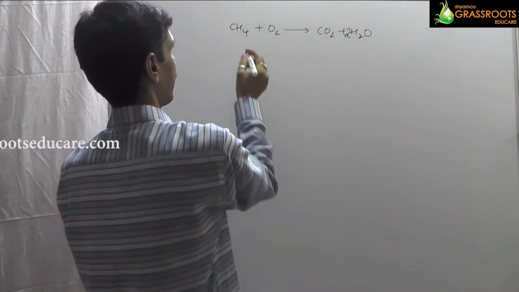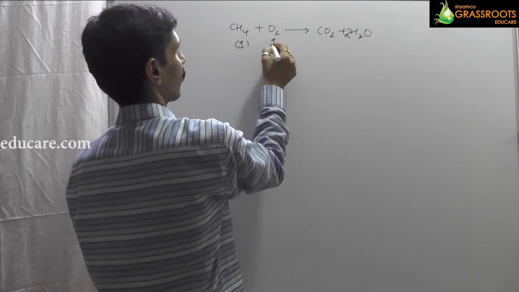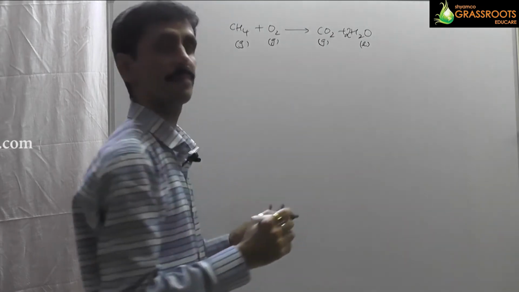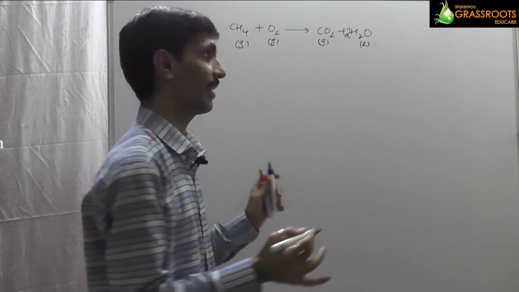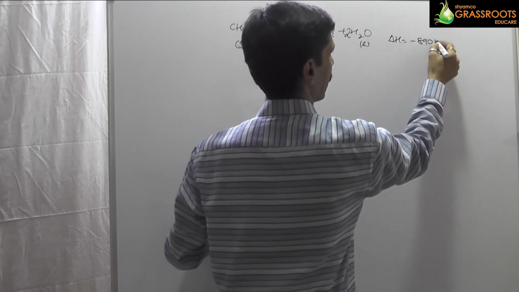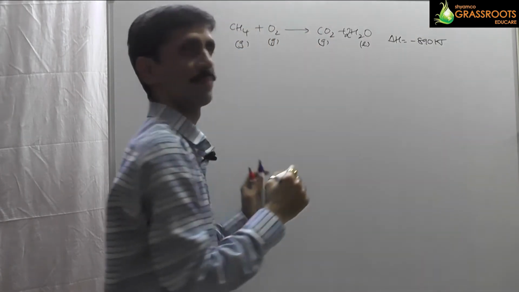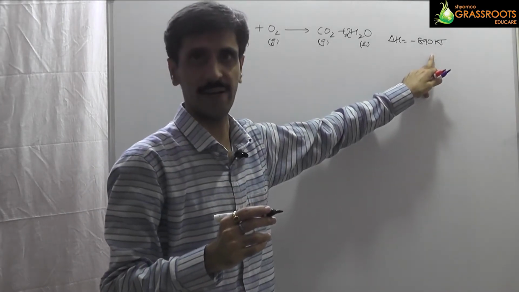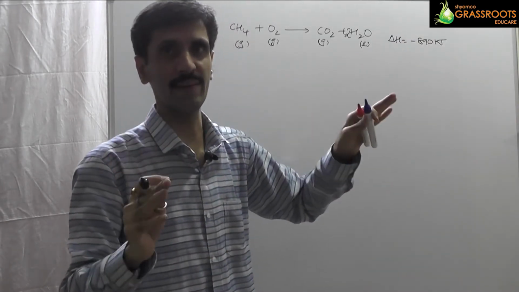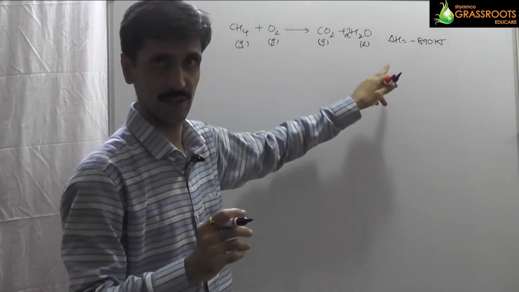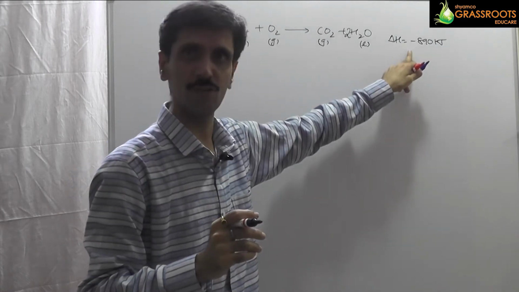The next one is about the physical state. So I need to mention the physical state. Methane is a gas, oxygen is a gas, carbon dioxide is a gas, water I consider it as a liquid. Alright, then the value of delta H. So the delta H value is going to be minus 890 kilojoules per mole. Alright, so that means it contains the sign and it contains what? The magnitude. Alright, so these are the prime requirements. The reaction is balanced. Okay, the physical states are being mentioned. Alright, the delta H value is going to be mentioned.